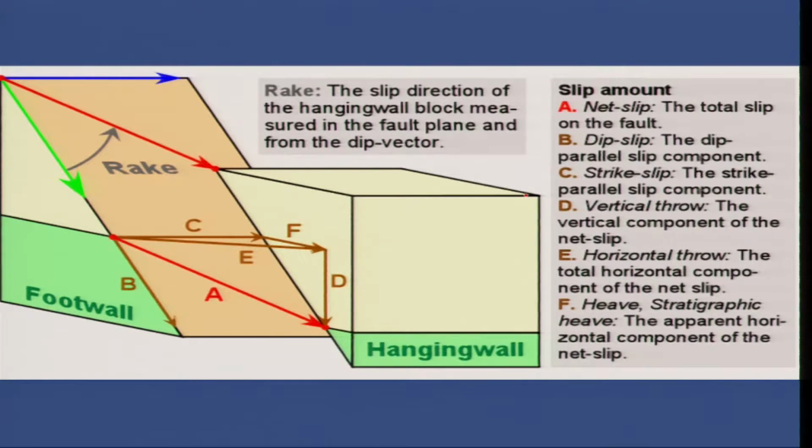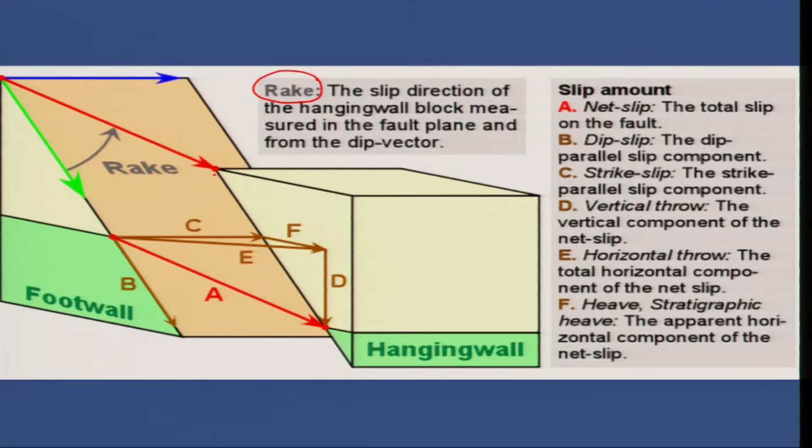There is another well explained diagram which talks about another component when you are having the dip slip and also the strike slip. If you are having a combination of both, then you will come across one more component which is termed as the rake, and the rake is the slip direction of the hanging wall block measured in the fault plane, from the dip factor. So, this is the rake that we are measuring here.